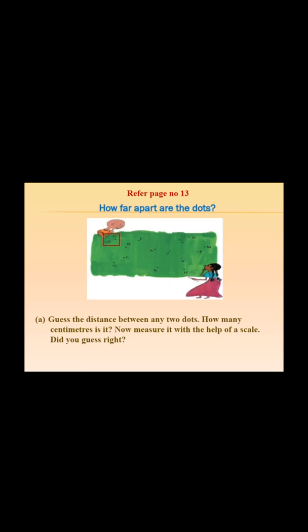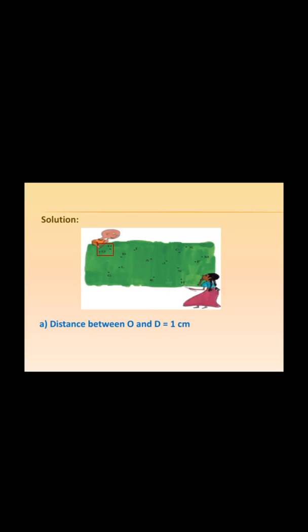Now, measure it with the help of a scale. Did you guess right? Students, you have to find out the exact distance between dot O and D with the help of a scale. Now you will measure it. As I can see, the distance measured with scale is equal to 0.8 centimeter. So I did not guess it right.